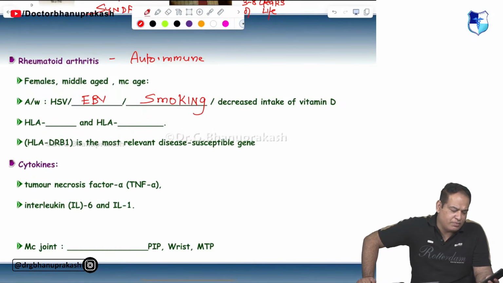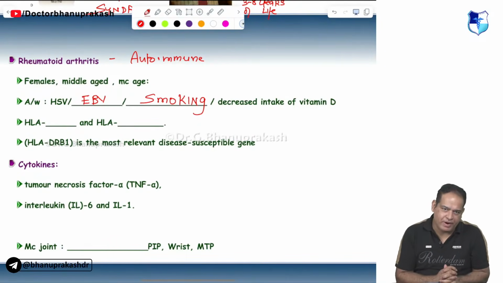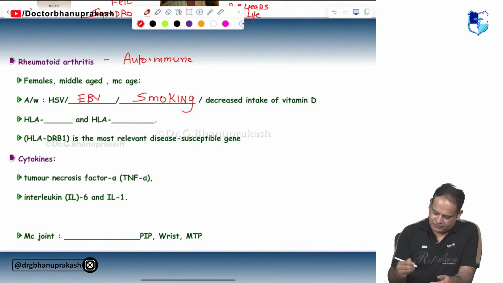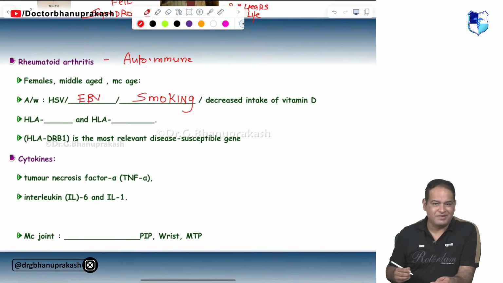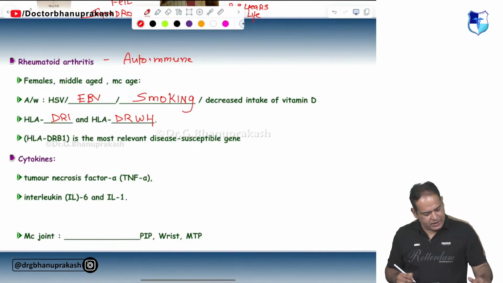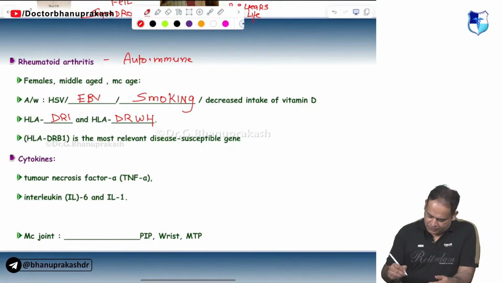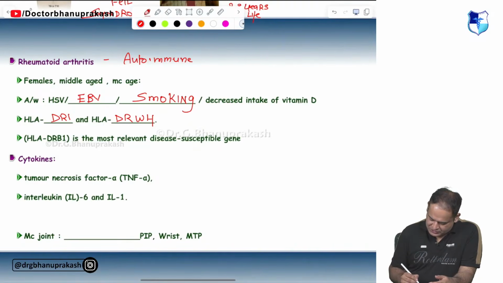What is the first autoimmune disease to be discovered? Hashimoto thyroiditis, right? Now we'll start with rheumatoid arthritis. Yes, it is an autoimmune disease. It is associated with HLA-DR1 and DRW4, right? Okay. Now, the cytokines involved: TNF alpha, interleukin 1 and 6.